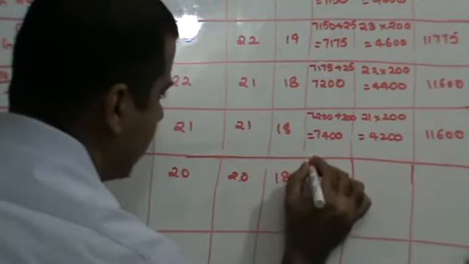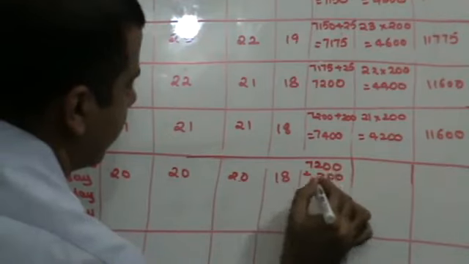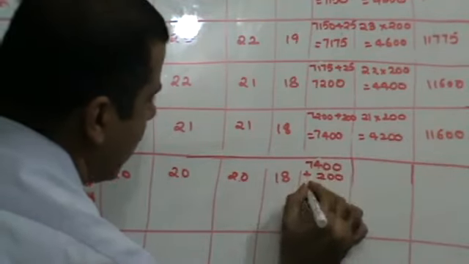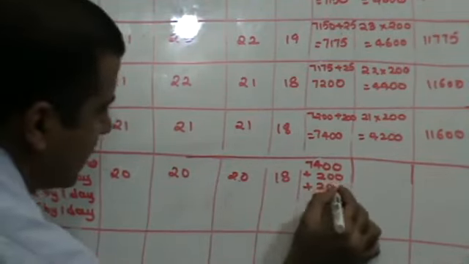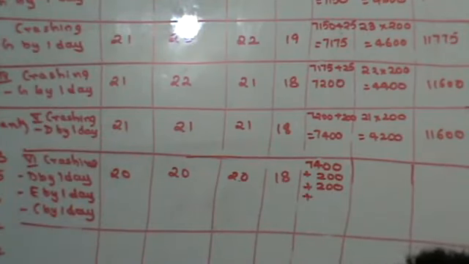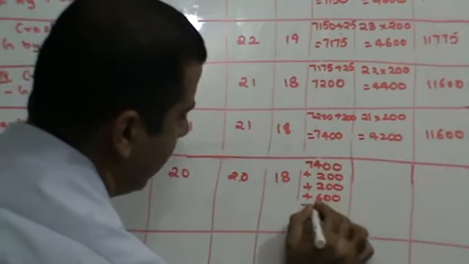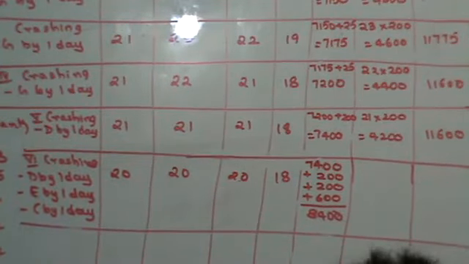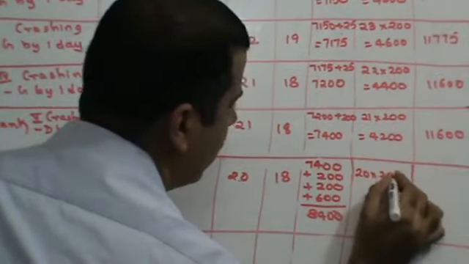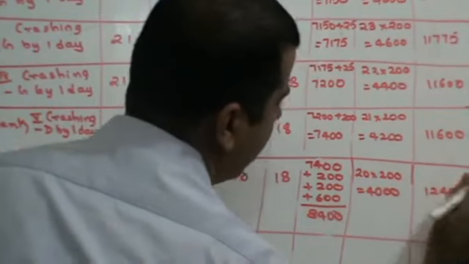Now, we will have a huge problem here. 7,400 was my cost. To crash D, I had to pay 200 rupees. To crash E, I have to pay another 200 rupees. To crash C, I have to pay 600 rupees. My direct cost becomes 8,400. Right? This is 20 into 200, 4,000. So this becomes 12,400.